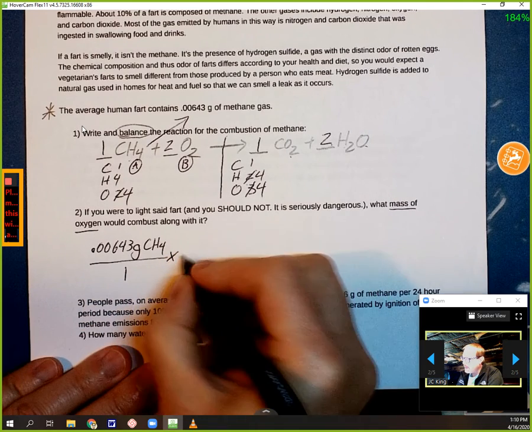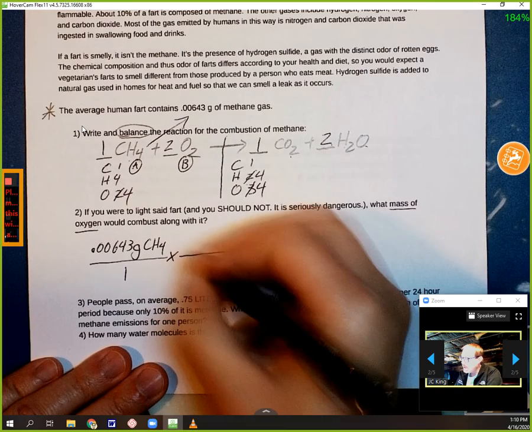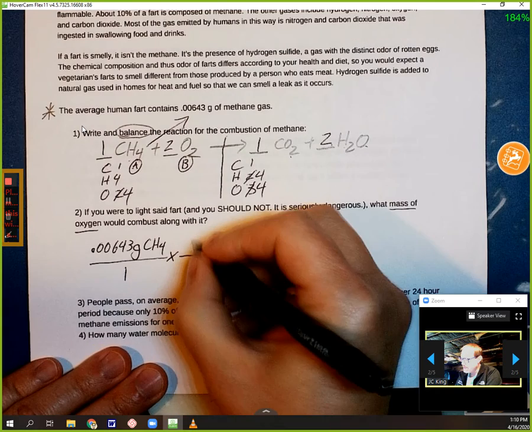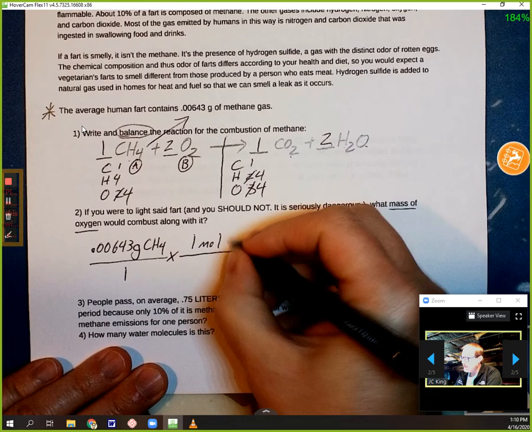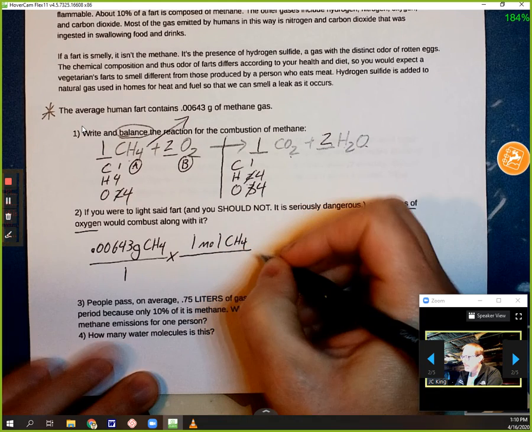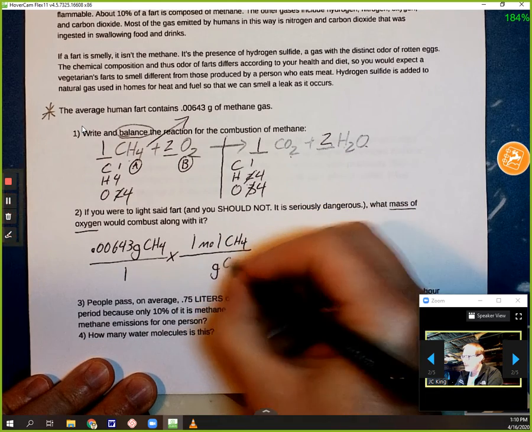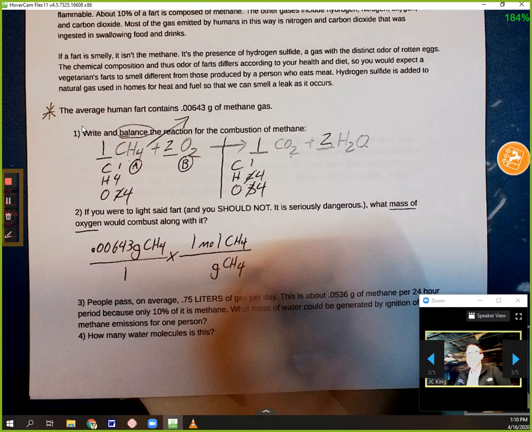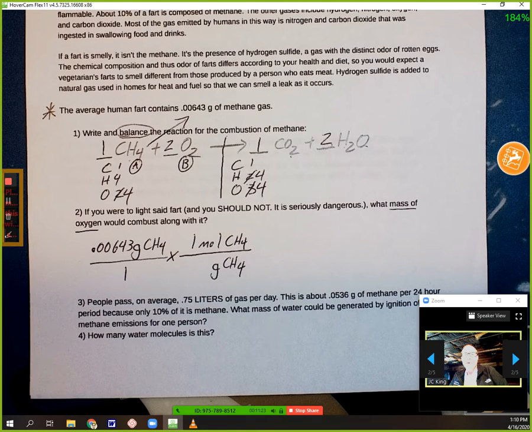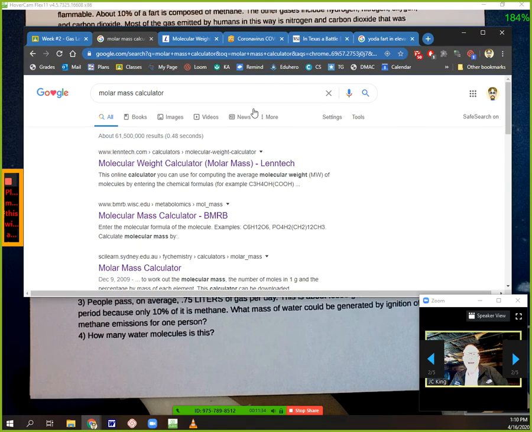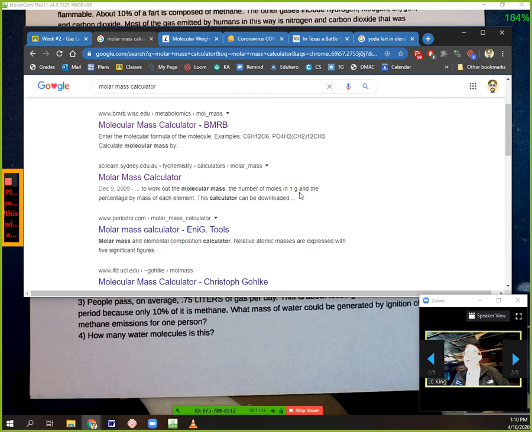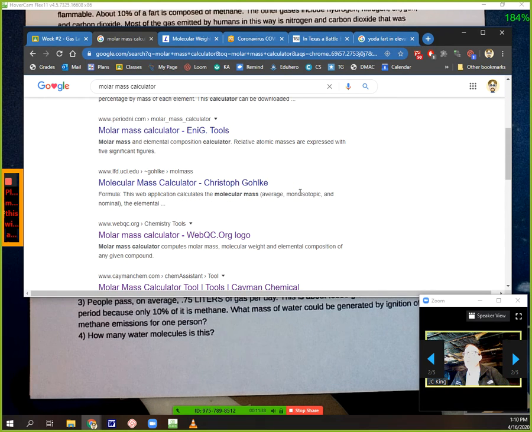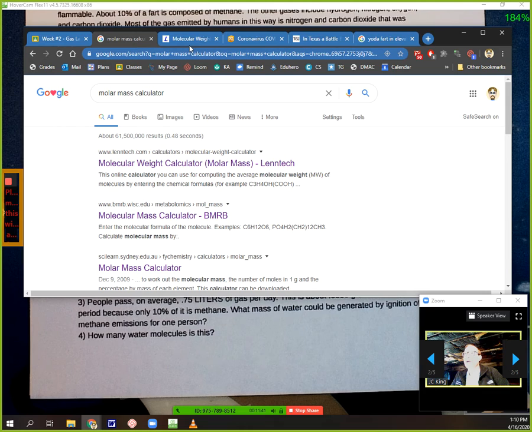In our next step, we want to change from grams into moles, so we're going to go 1 mole CH4 on top. Now we need to find the molar mass of CH4 for the bottom. You can either do that with a periodic table, or if you do a little bit of Googling, and you Google the phrase molar mass calculator, like I've done right here, it will give you about 1 million different web links you can click on. Just pick one you like.